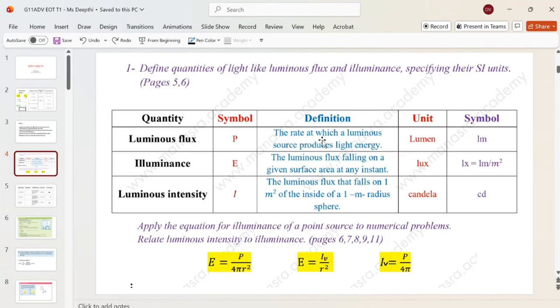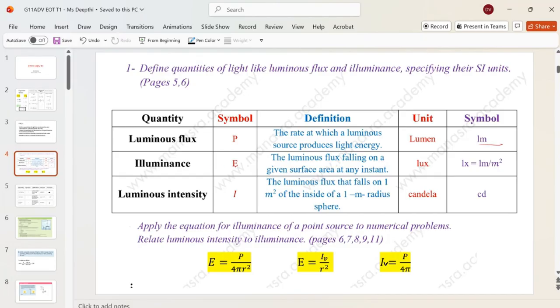Luminous flux, the letter is P. It means the rate at which a source produces light energy. So if you have a bulb, it will produce some light energy, right? So the amount of light energy produced by that bulb, the rate, that's called luminous flux. It will be constant for a bulb. Wherever you stand, if you stand near or if you stand away from the bulb, it will be same for one bulb. The distance does not matter. And the unit is lumen and its letter is Lm. Okay, hope you got that.